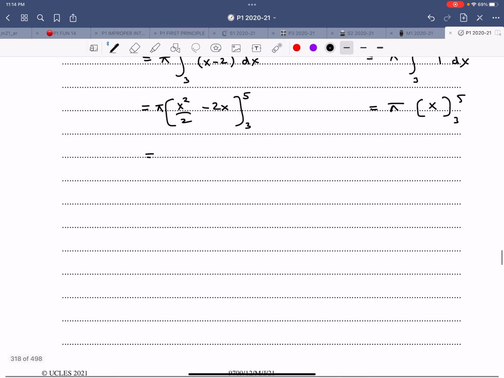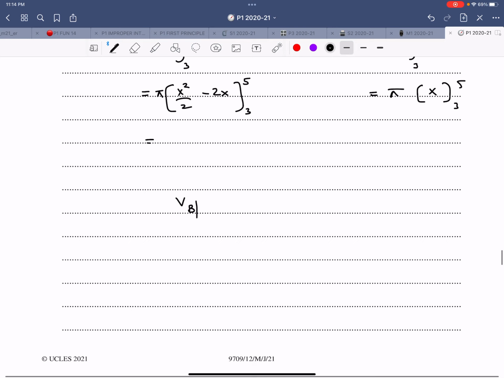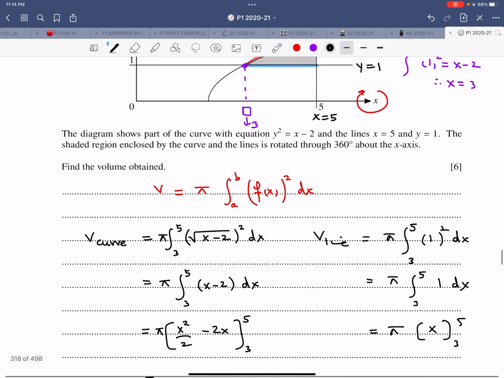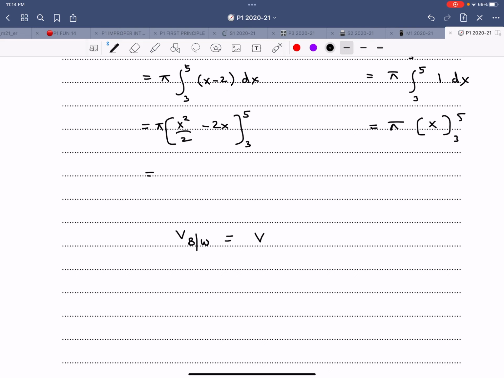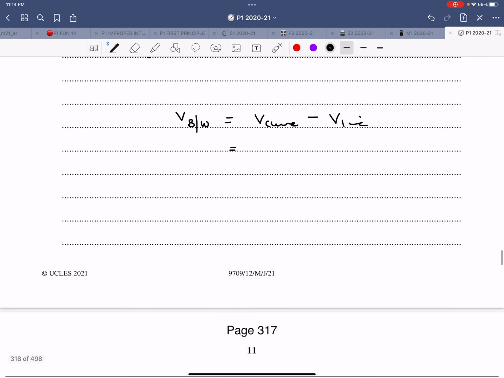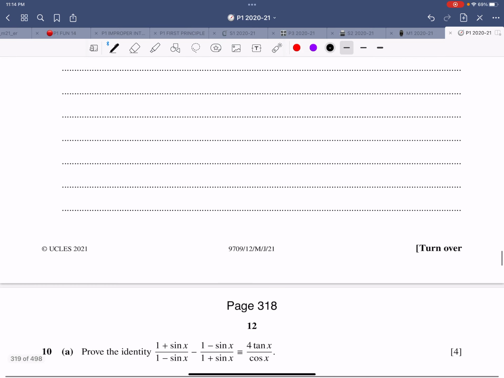So therefore volume between the two, what is at the top? The curve. What is at the bottom? The line. So this would be volume under the curve, which naturally will be bigger, minus volume under the line, and that will be the answer for this particular part. So question number 9 is done and dusted. Too much extra space is given.